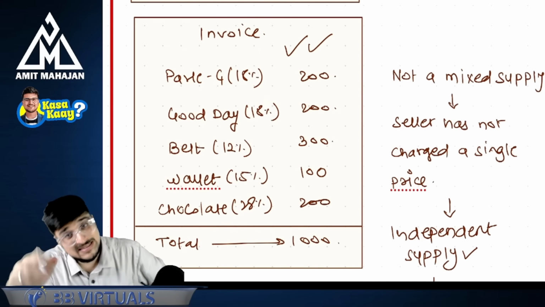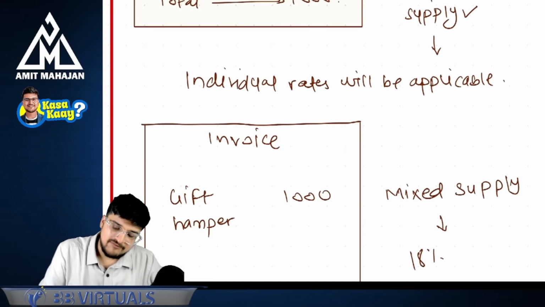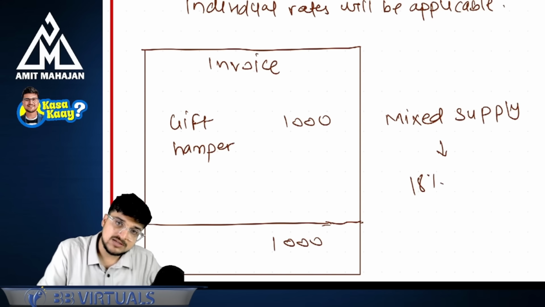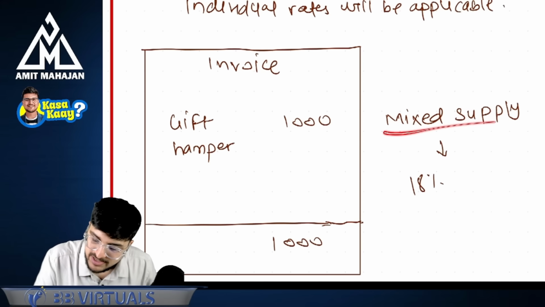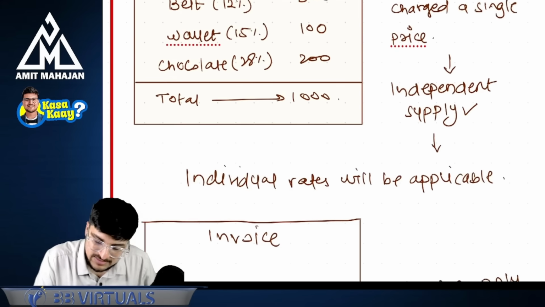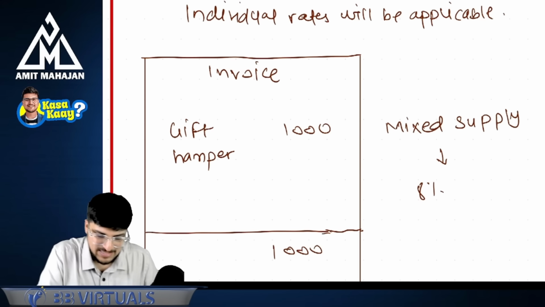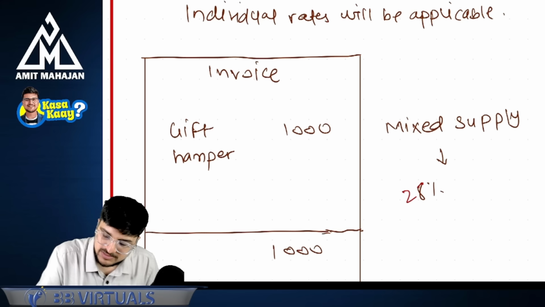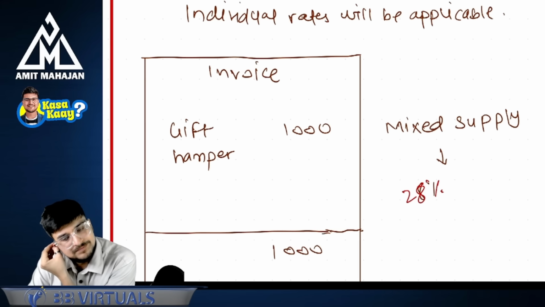I have one question. Is that a mixed supply? No, that is an independent supply. What is mixed supply? When two or more supplies are made in conjunction with each other for a single price, it will be considered as mixed supply. So the highest rate, that is 18%. Sorry, in this case, 28% will be applicable. If the ingredients are the same, then the highest rate of 28% will be applicable on 1,000. Are you clear with this part?